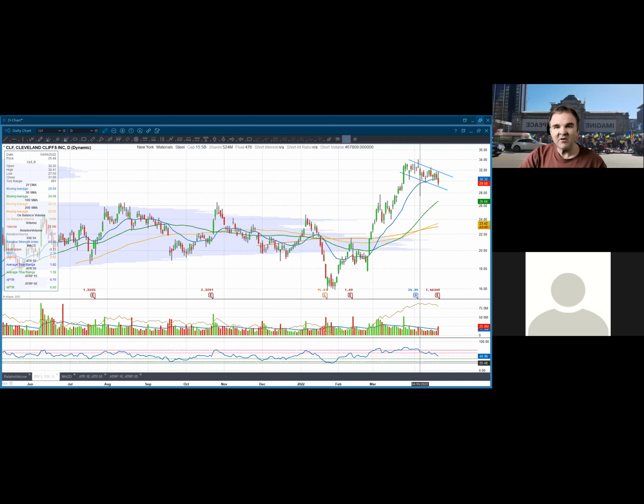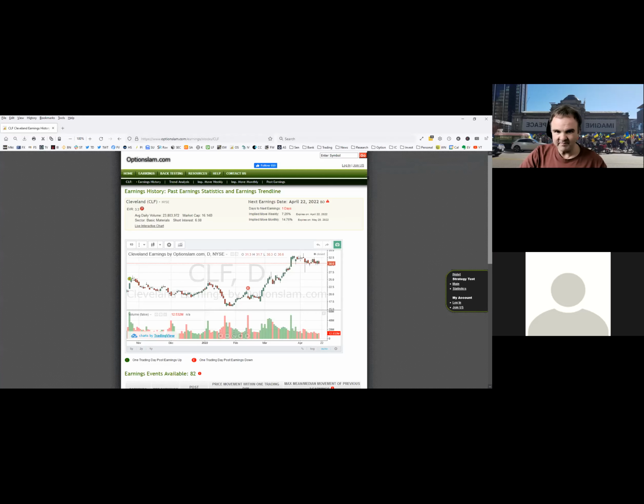Well, we need to know what the implied move on this is, right? That's what I'm looking for. Okay, so the implied move on this on the weekly is 7.26%. I'm just going to write this down. 7.26, and on the monthly, it's 14.76. Okay, so that's the implied move.